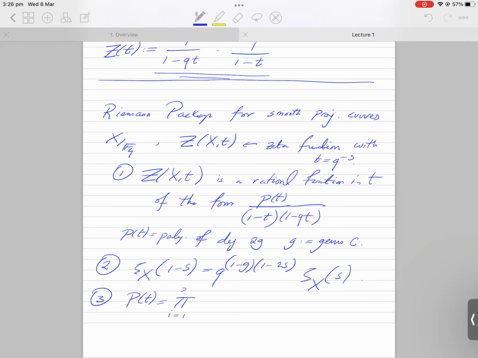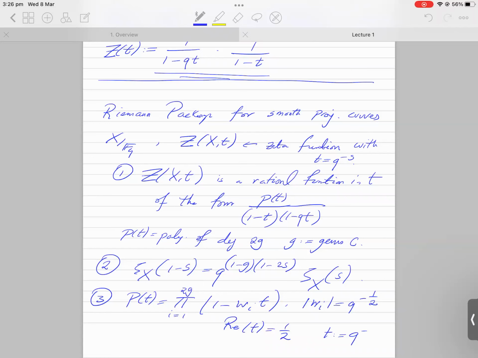equal to, well, let's write it as a product of linear things. So these are the roots of p of t. So these are the zeros of the zeta function, and the claim is that the absolute value is q to the minus 1/2. So in other words, in terms of our variable t, this is saying that the real part of t is 1/2.